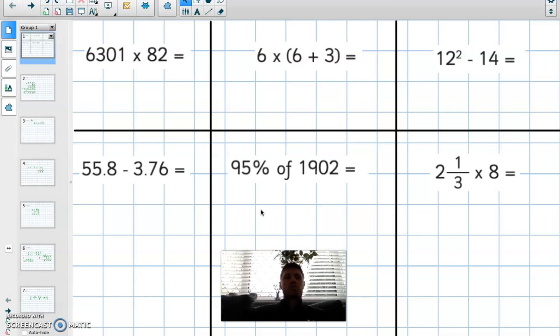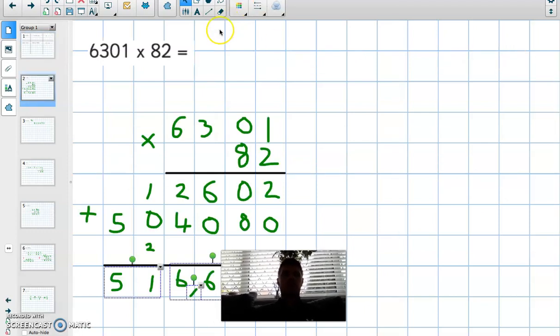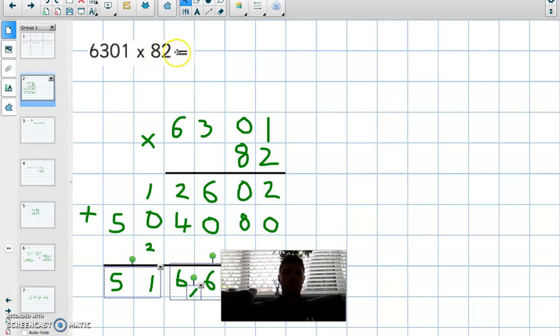I'm going to quickly go through the 6 answers of today's arithmetic question. So question number 1, 6,301 multiplied by 82. Now I've used a formal method to work out this number problem. And I start off multiplying the smallest digit.